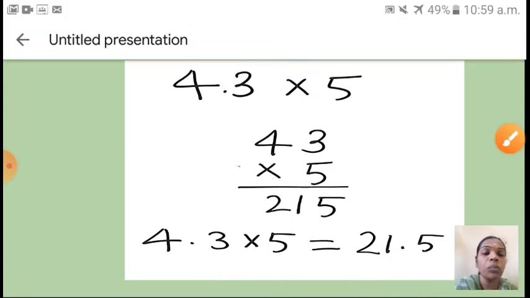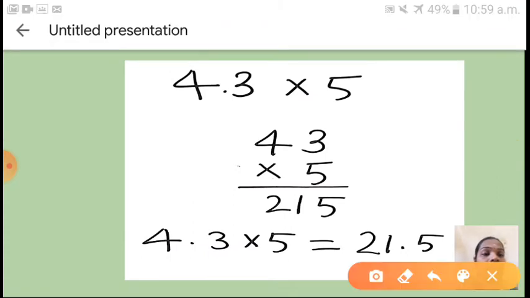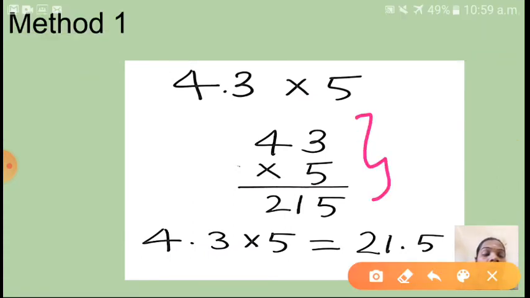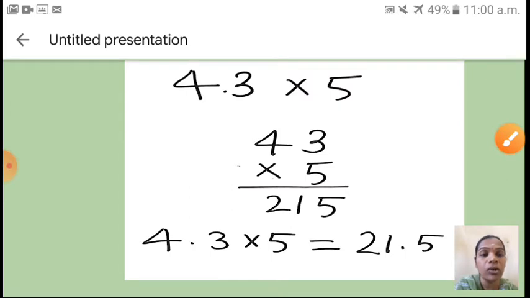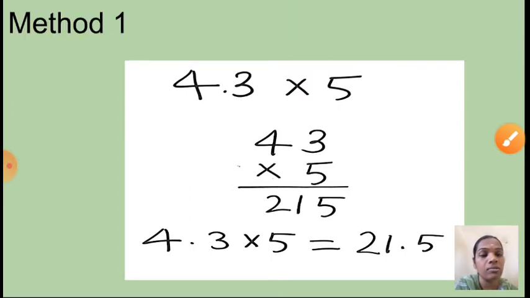So children, I hope you understood this one. Here, normal multiplication, and afterwards just count how many digits are there after the decimal point. So in the answer also that many digits should come after the decimal point. Okay children, shall I go to the next now? Yes, I hope this one is very easy for you. That second method is also very easy.